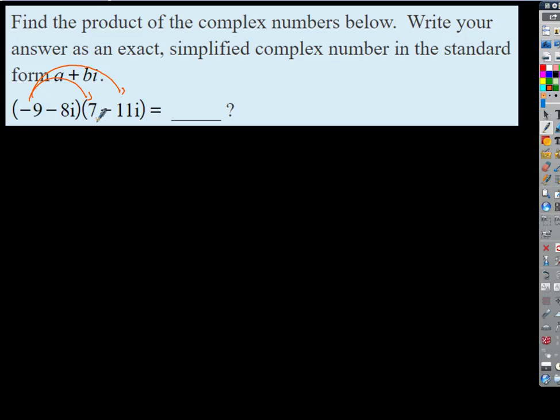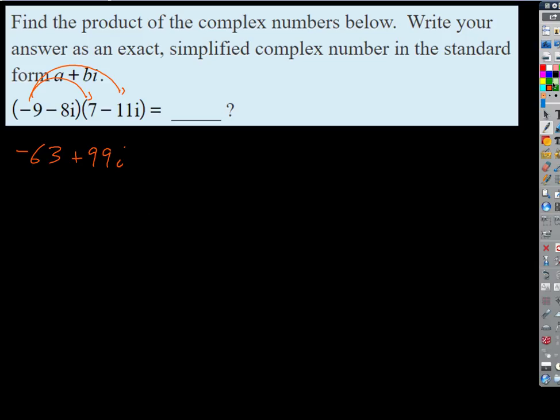Negative 9 times 7 is what? Negative 63. Negative 9 times negative 11i is 99i, right? Because we just multiplied and treated it like a variable. That's the rainbow thing, right, like a rainbow.